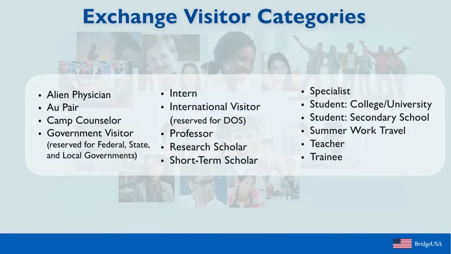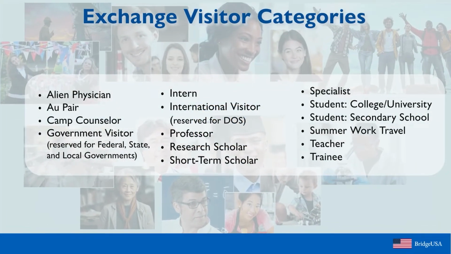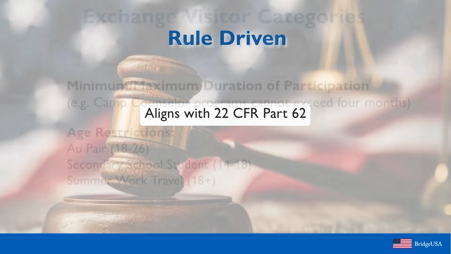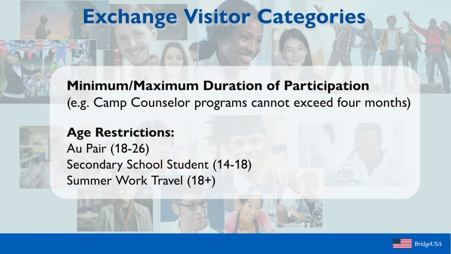There are 15 exchange visitor categories, as seen on the screen. SEVIS is rule-driven and aligns with the Code of Federal Regulations, Title 22, Part 62. It enforces the rules for each category, such as the minimum and maximum duration of participation and age limits.